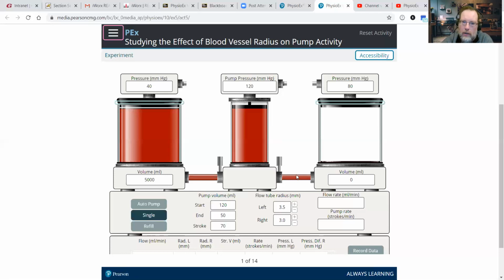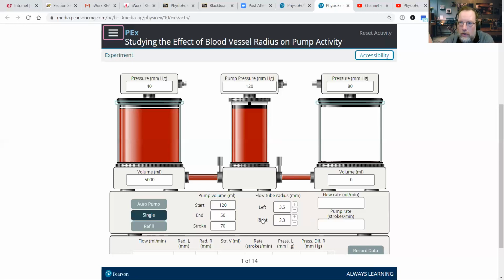And as you'll recall, if we increase radius, we decrease resistance. So as resistance goes down, we would see blood pressure potentially go down as well. So what we need to do to maintain blood pressure is increase either stroke volume or heart rate. Remember, we're leaving stroke volume where it is, so heart rate is going to go up. So that's what we're going to look for.